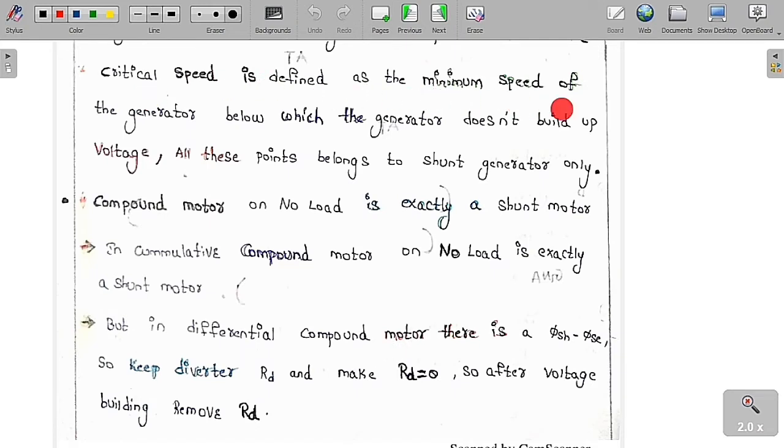Critical speed is defined as the minimum speed of the generator below which the generator doesn't build up voltage. All these points belong to the shunt generator only. So if you operate the generator at a speed less than this critical speed, then again the Ef = If into Rf graph and the OCC graph will never intersect. Again there will be no point of intersection, so no voltage is going to get induced.